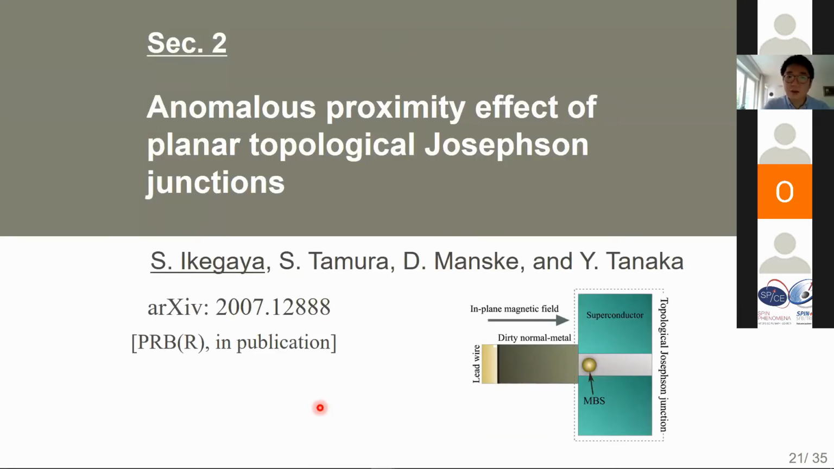In the second topic, I will discuss a practical experiment for detecting the anomalous proximity effect. The anomalous proximity effect is one of the most striking phenomena, reflecting the profound nature of Majorana bound states, as well as odd frequency Cooper pairs. Before going to the details of our proposal, I want to briefly review what the anomalous proximity effect is.